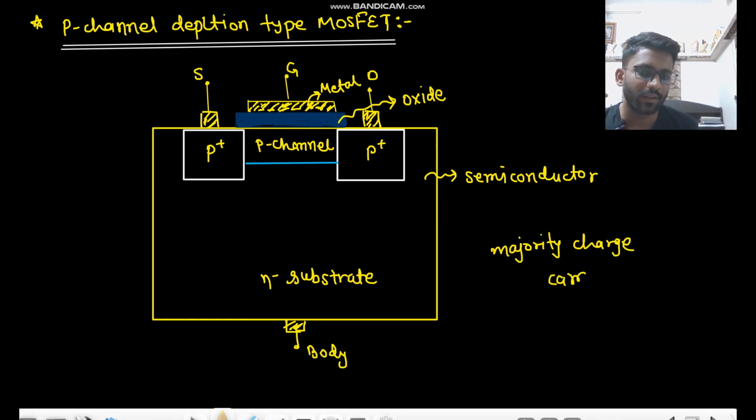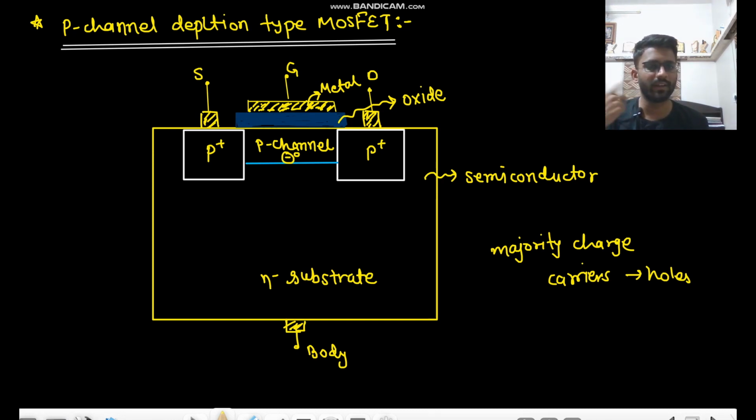It will be holes, right? So here we will have majority charge carrier as holes. Let us assume this is one hole here. Now what will we apply at drain potential? Positive or negative potential?